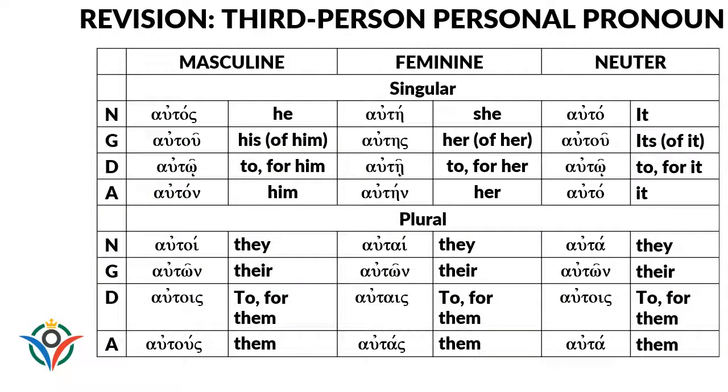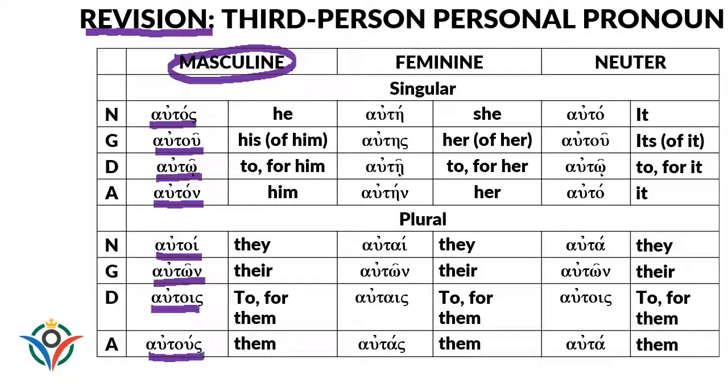So because the demonstrative pronoun houtos has identical endings to the third person personal pronoun, let's quickly do some revision together, starting with the masculine genders. So let me say these for you. The singular forms, we have autos, autou, autō, auton. The plural forms, autoi, autōn, autois, autous.